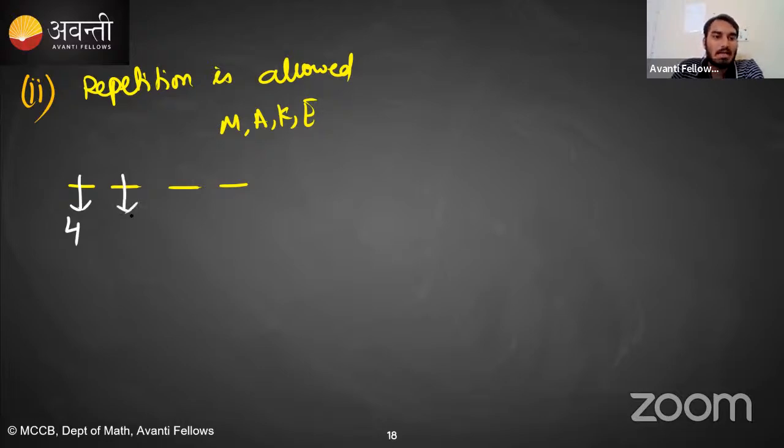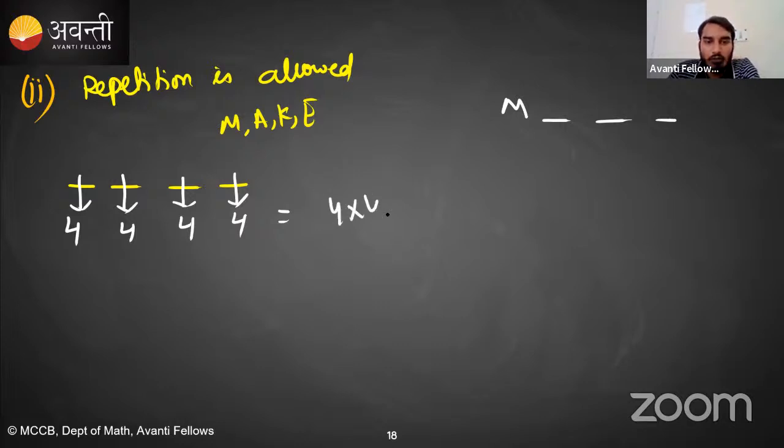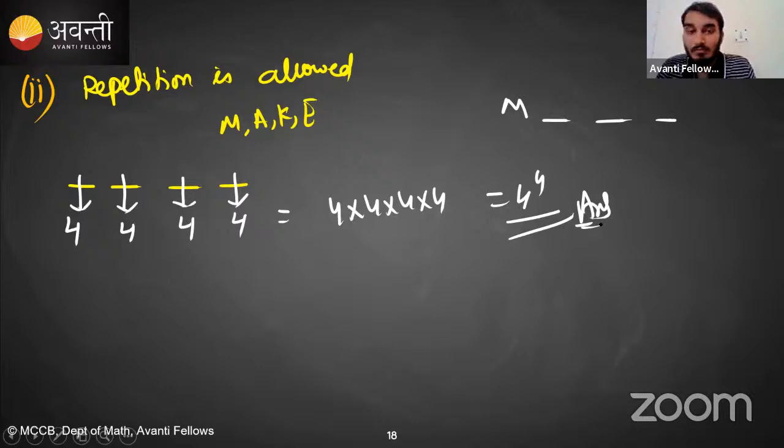Corresponding to each of these choices, for the second place we again have 4 choices. Let's say for the first place I have written M. Now here I can again write M, A, K, E, any letter, because repetition is allowed. Similarly, corresponding to each of these, for the third place I again have 4 choices, and for the last place also I have 4 choices, right? So what is the total number? 4 into 4 into 4 into 4, which means 4 raised to the power 4 is your answer if the repetition of the letter is allowed. Is this clear?